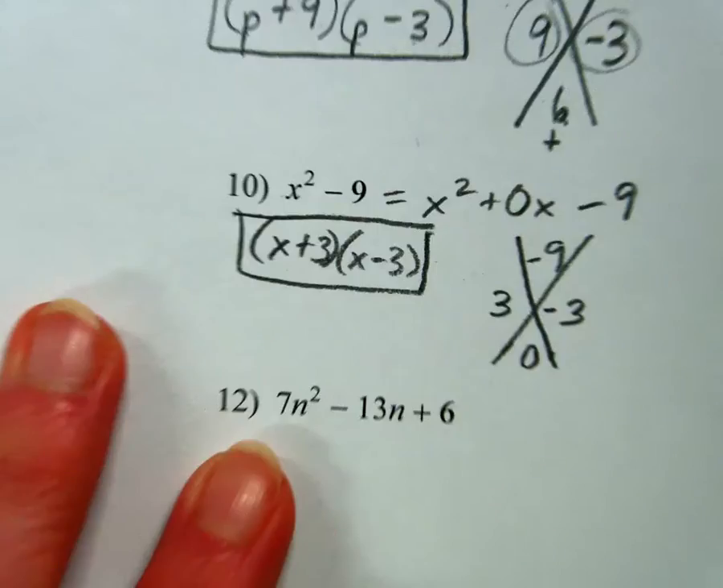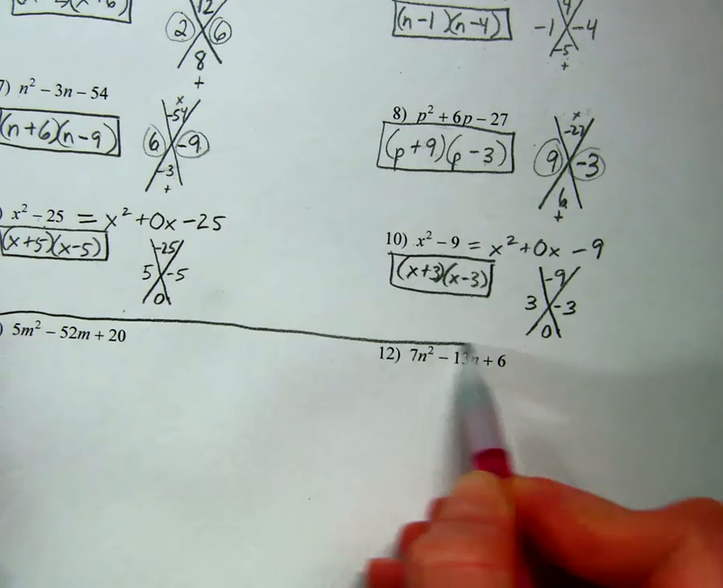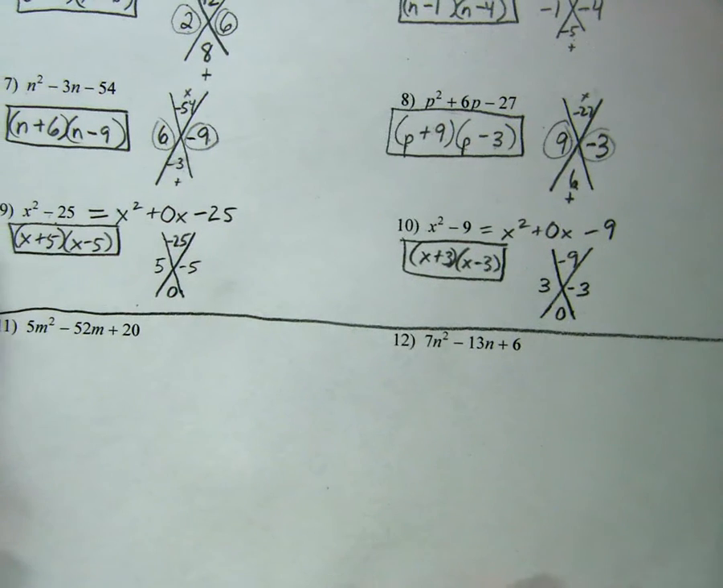Okay, let me zoom out for a second. We are going to draw a line before we get to 11 and 12 to show that this is a little bit different.